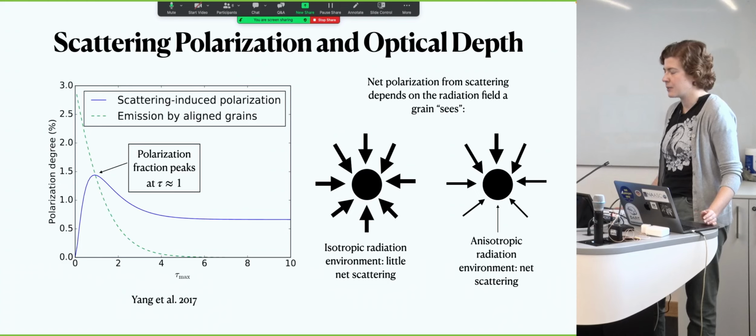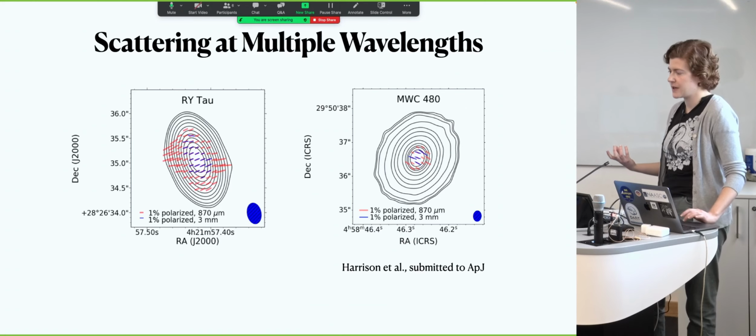We've done some modeling to take into account different things that could affect the outcome of scattering polarization, and that could maybe lead to us observing polarization from scattering at these two widely separated wavelengths.